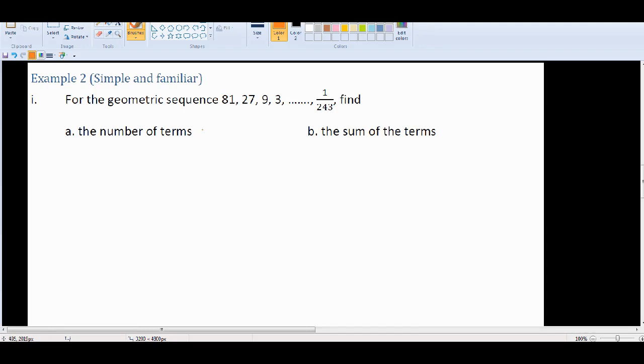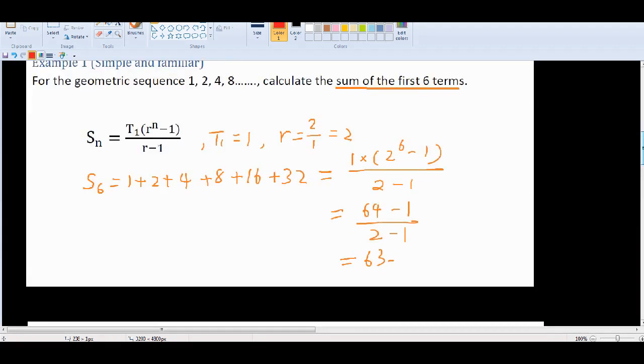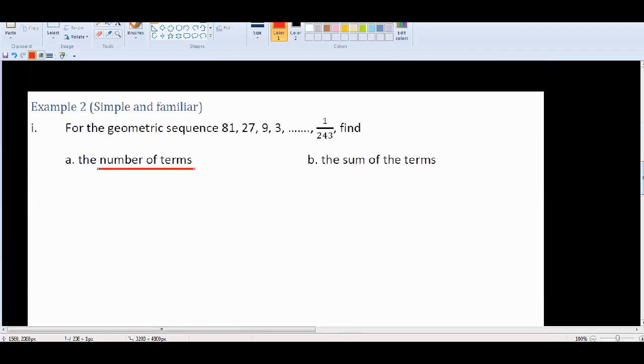So first of all, you need to find how many terms there are, the number of terms. What kind of formula do we need to use to find the number of terms for a geometric sequence? Do we need to use the new formula? No, that's for series. For sequence, if you are going to find the number of terms, that's a formula I have learned and I've been using for quite some time.